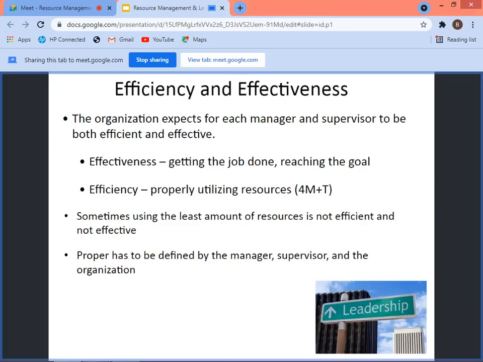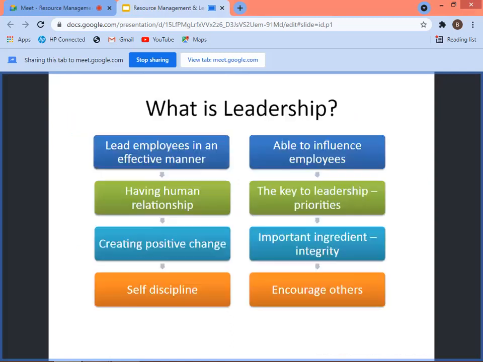Okay. So proper has to be defined by the manager, supervisor, and the organization. So that's why you're putting in place this manager, supervisor. These guys are the problem solvers. They will solve the problem because of their management skills and their leadership skills. They will try to determine which one is proper. In terms of materials, this is the proper amount of materials. This is not exceeding, and we're not shortening it. And that's what they're doing: the manager, supervisor, and their leadership.